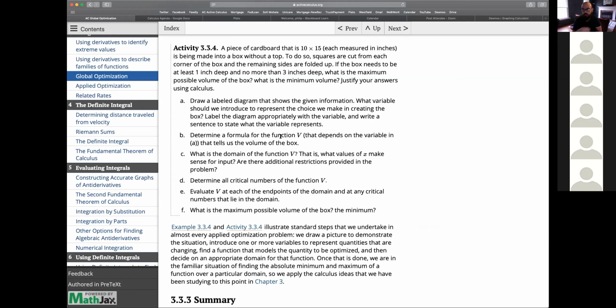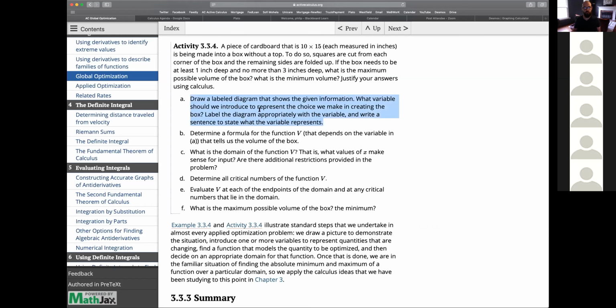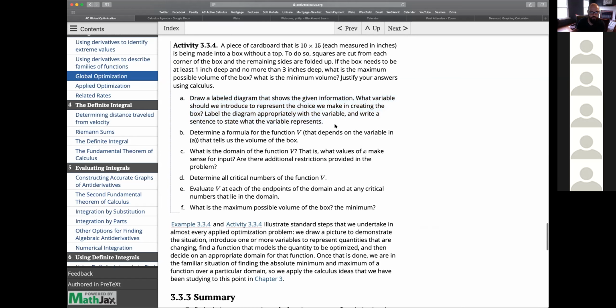So when we think about this, the activity is going to walk us through how to do this. But step one, draw a picture. If we look at this right here, this is what we're going to do: we're drawing a labeled diagram that shows the given information. All right, so let's go ahead and jump over to our Blackboard.